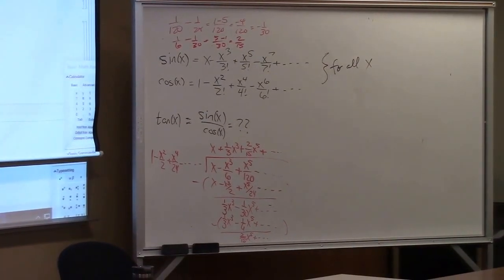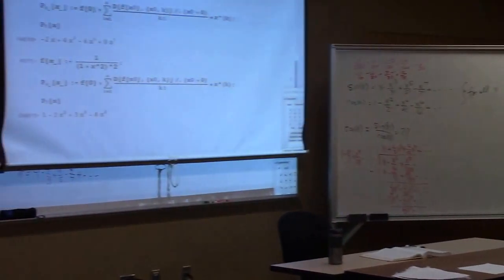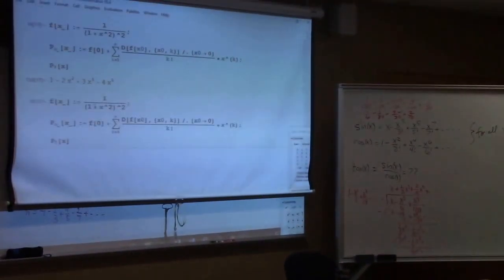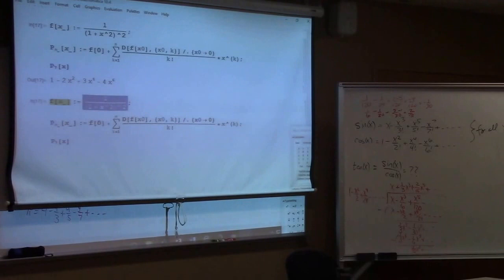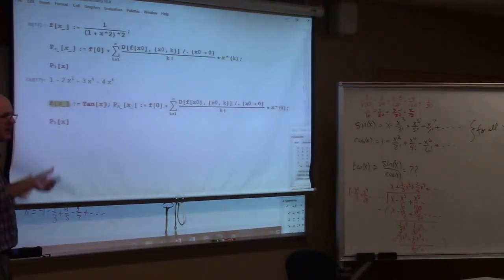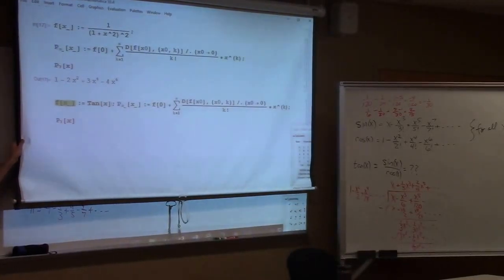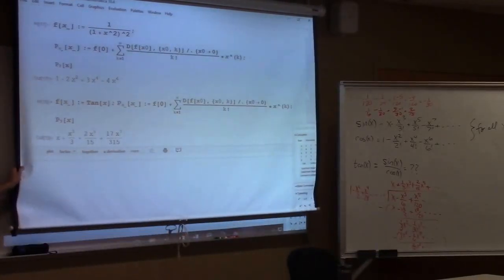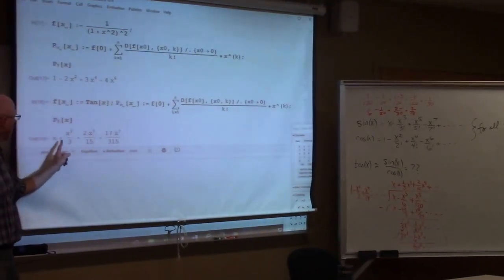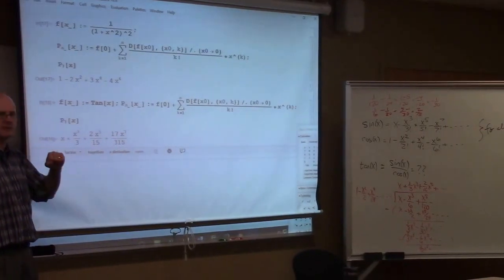Is it right? Let's have Mathematica check it. So here I'm going to put the tangent function in here. And I guess we're going to go ahead and calculate P7, so we'll calculate more non-zero terms. One more, in fact. Coefficients, 1, 1/3, 2/15ths. We're right. The next one is 17 over 315.